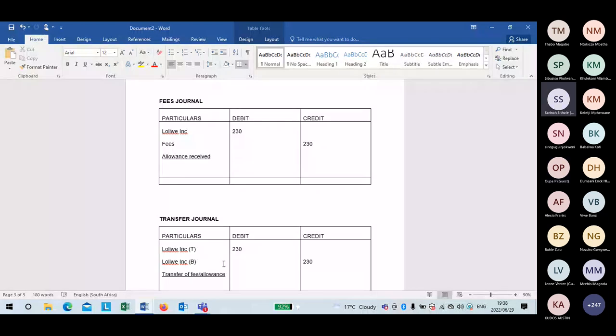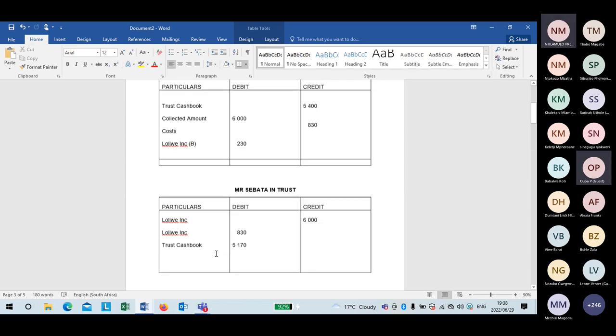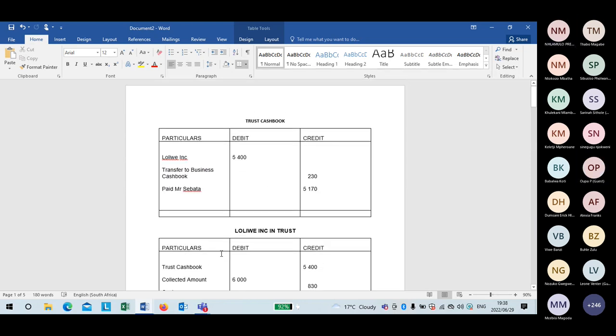Can you please go to your trust cash book? Yes, I'm here. Here's a trust cash book. Right, I'm going to make these exercises available for you to view. Thank you, sir. Thank you so much.